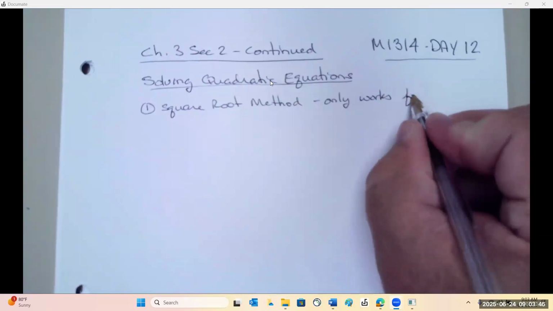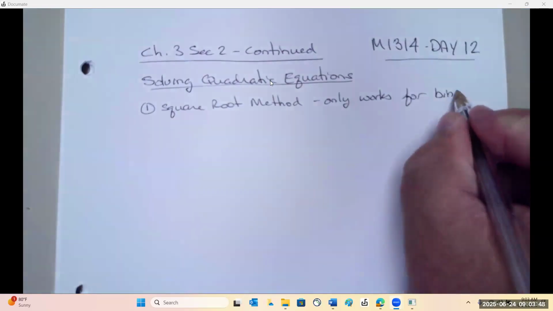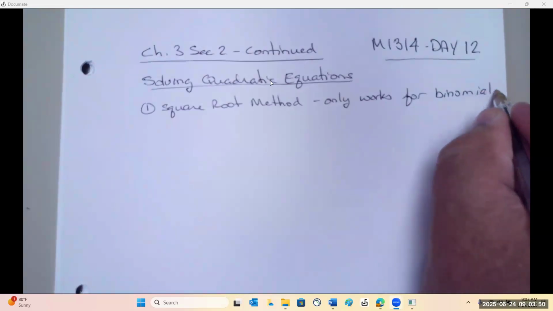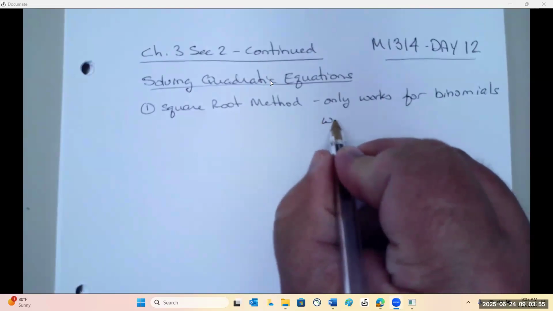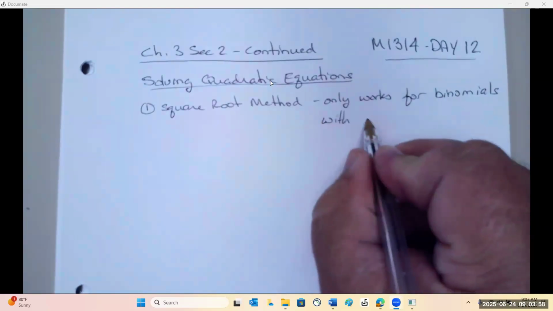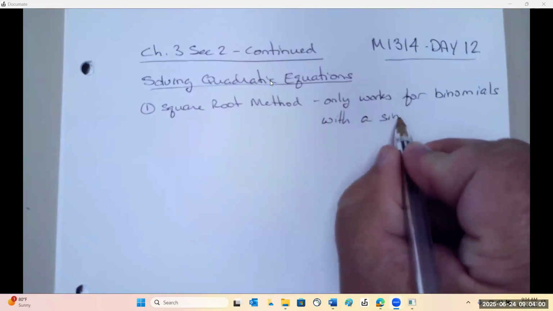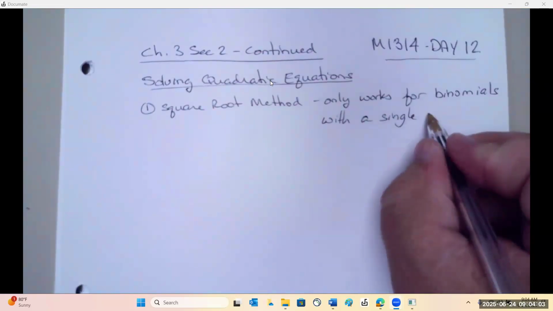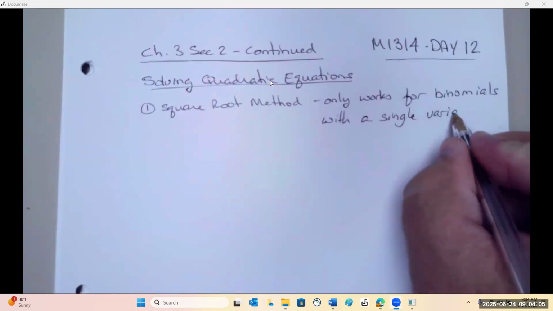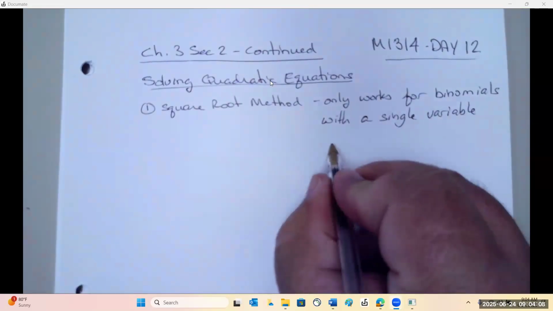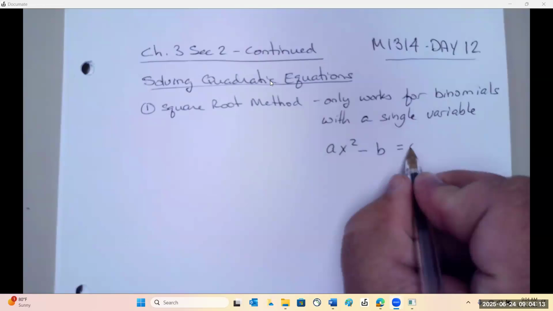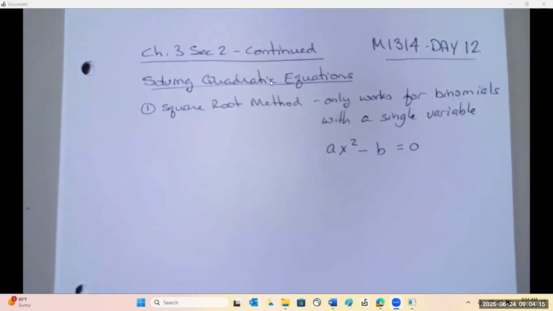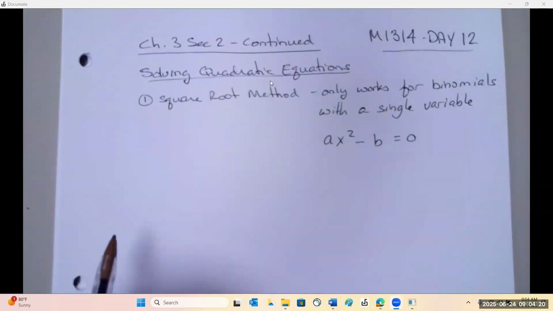It only works for binomials with a single variable. Usually like this. That's the first one we talked about.